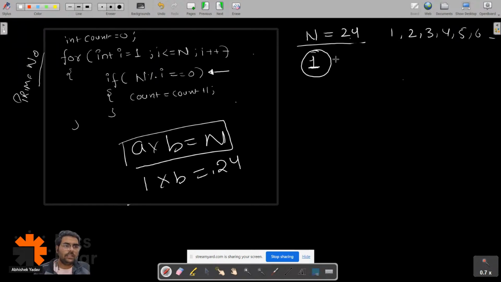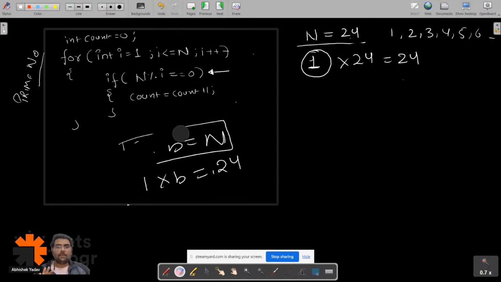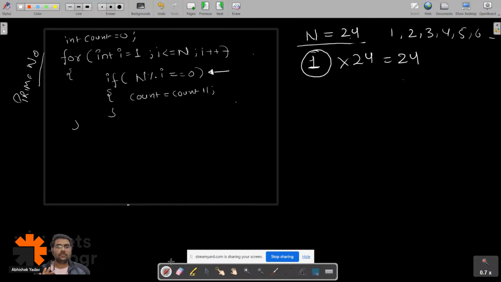Correct. So you are saying that 1 into 24 is equal to 24, right? After that, what will happen? The value of i will get incremented, and this time the value of i will be 2. So again, this if condition is true because 2 is a factor of 24. So if 2 is a factor of 24, then I will easily get the next factor also, that is 12, 24.